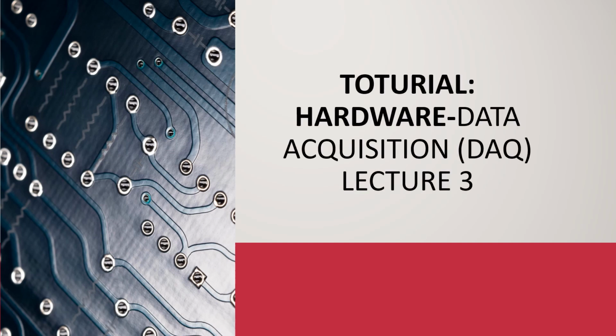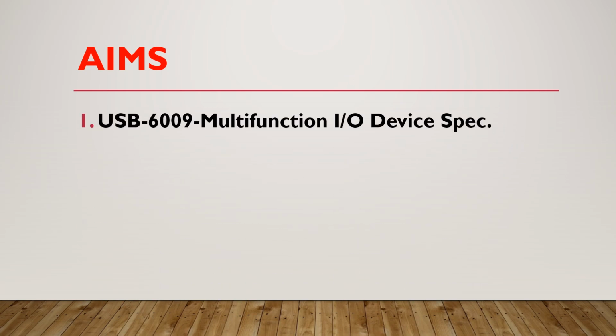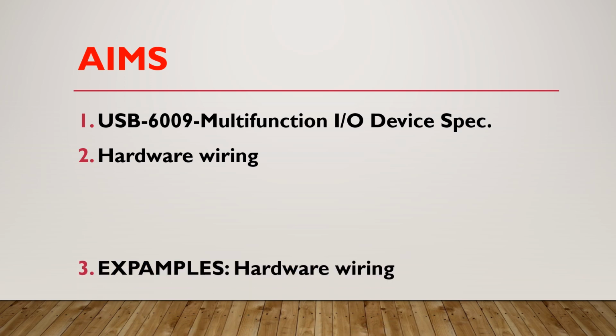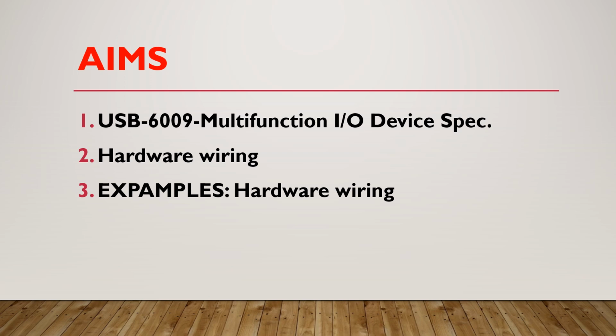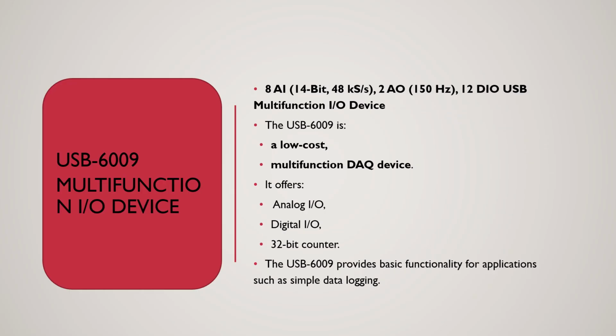Today I'm going to talk about hardware data acquisition, and in this lecture I want to talk about one type of data acquisition, USB-6009. This is a type of multifunction I/O device, and in the next step I will explain hardware wiring, and finally we will speak about 5 examples for hardware wiring from sensor to data acquisition.